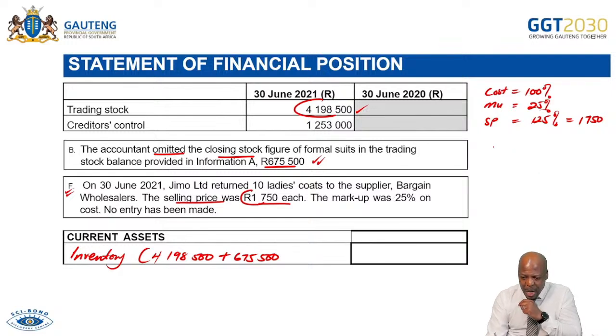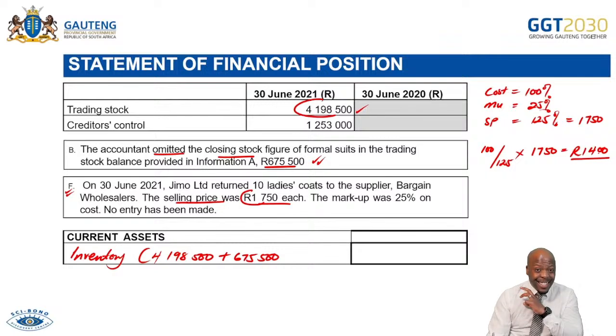Now, what we want is the cost, which is 100, over what we have, which is 125. Multiply that by 1,750. We want to ascertain the cost per coat. All right, let me see your calculators. Okay, thank you. I see some of you are already punching in. How much do we get here? All right, we get 1,400. That is the cost. So each coat is 1,400.